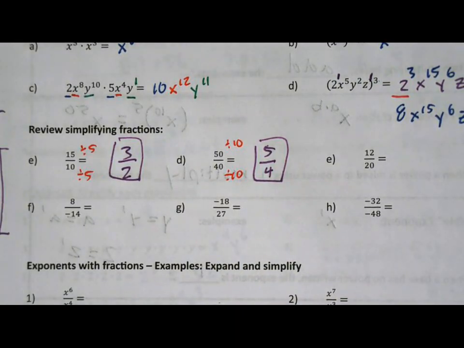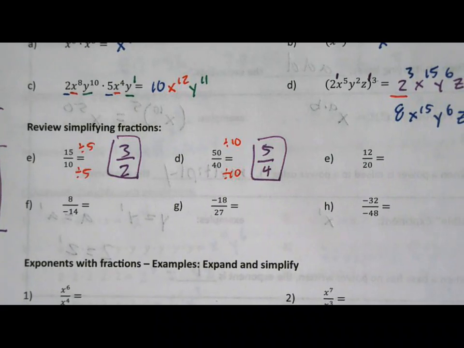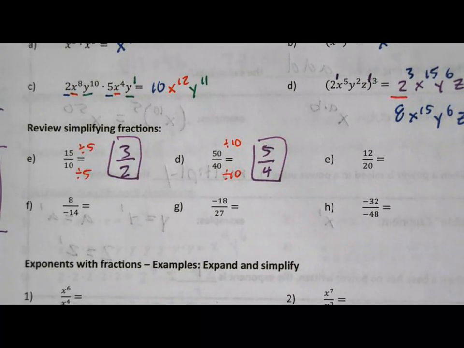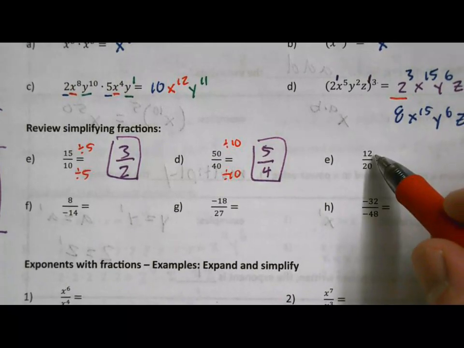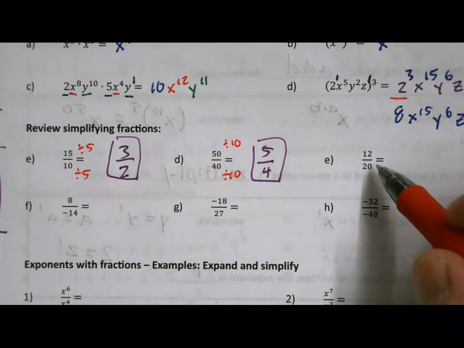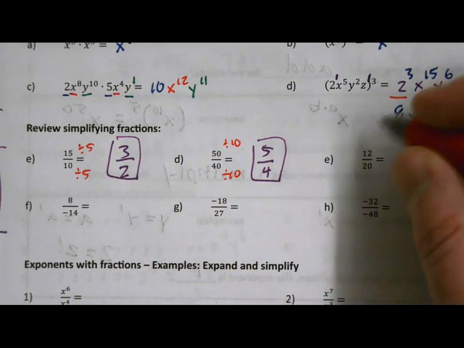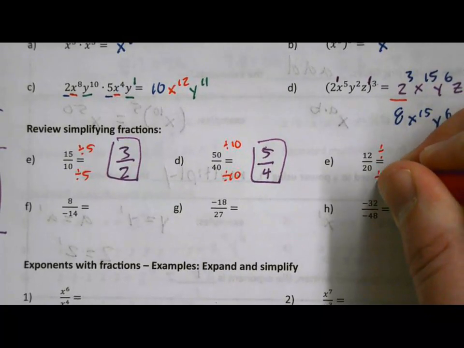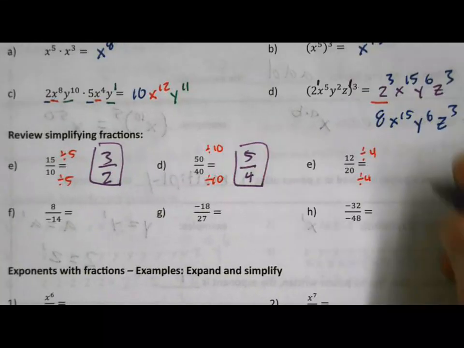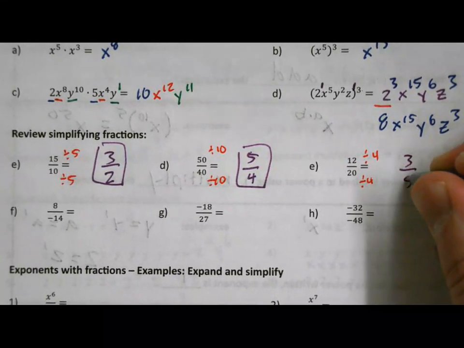Twelve and 20 both divide by 2, but there's something bigger that goes into both 12 and 20. 4 goes into both of them. Anything bigger than that? 6 goes into 12, but not 20. 5 goes into 20, but not 12. I think 4 is as big as we're going to get. Dividing by 4 top and bottom is going to get me a 3 on the top and a 5 on the bottom.